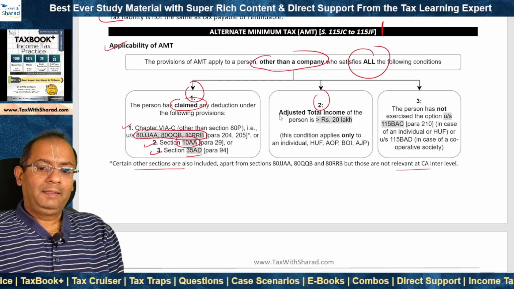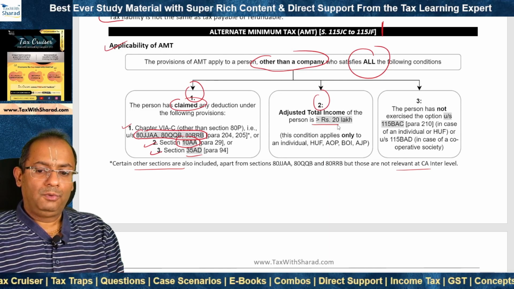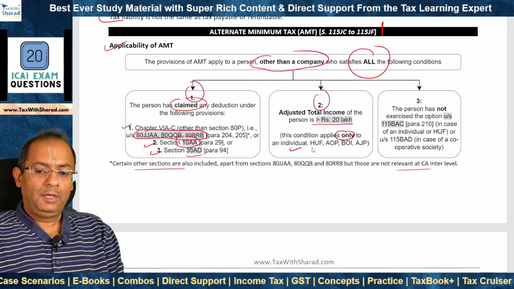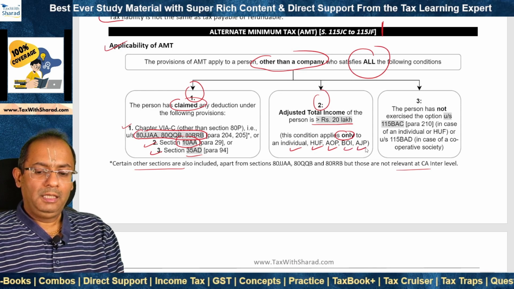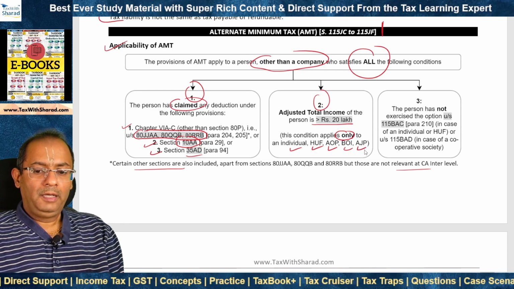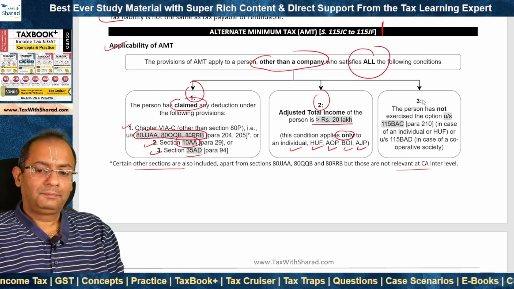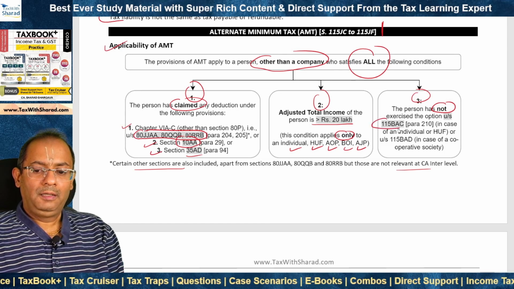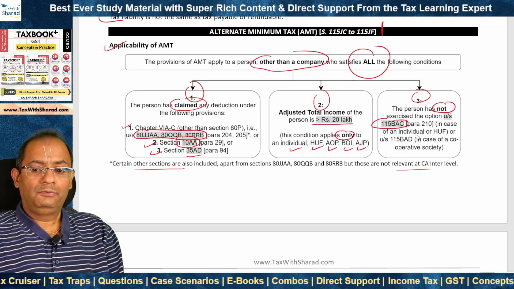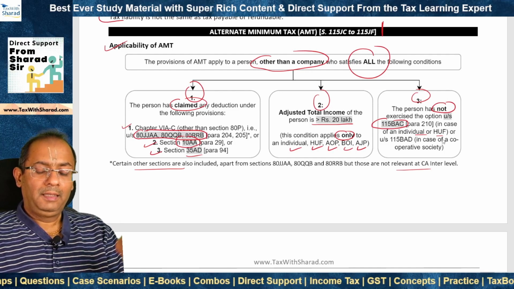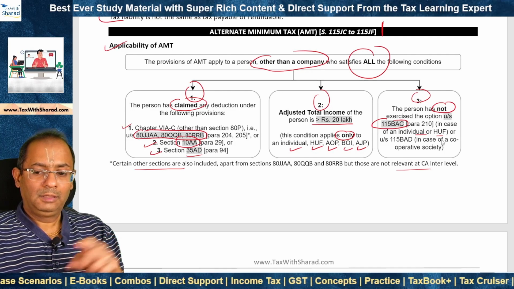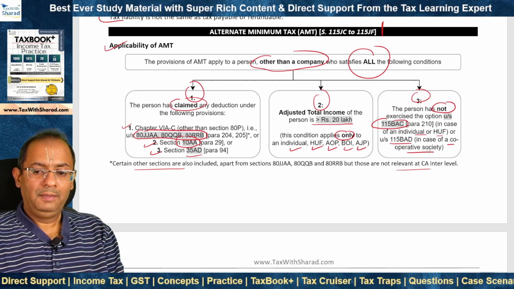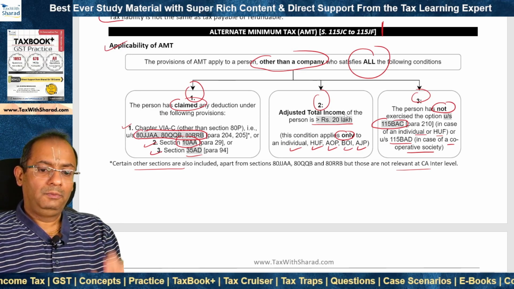The second condition is that the adjusted total income of the person is more than rupees 20 lakh. But this condition applies only to an individual, HUF, AOP, BOI, or artificial juridical person. So it doesn't apply to, for example, a firm. And number three, the person has not exercised the option under section 115BAC in the case of individual or HUF, which we will note shortly, or under section 115BAD in case of a cooperative society. So these three conditions need to be satisfied.